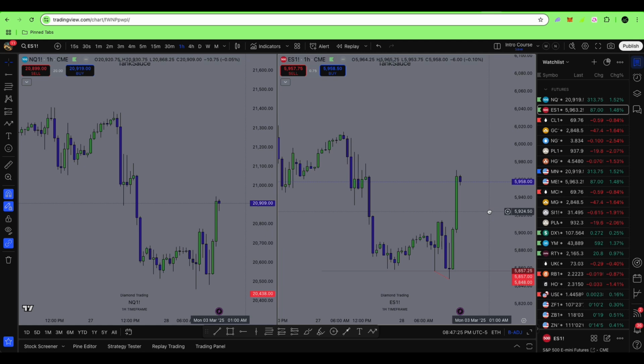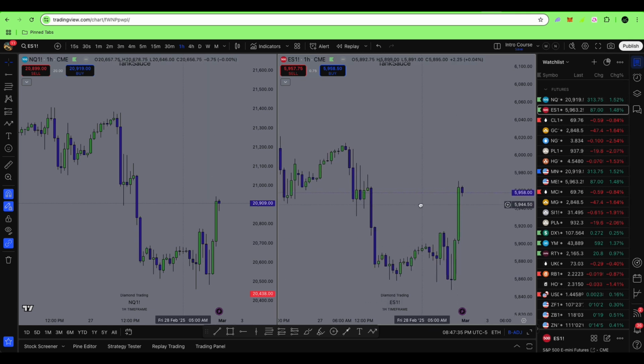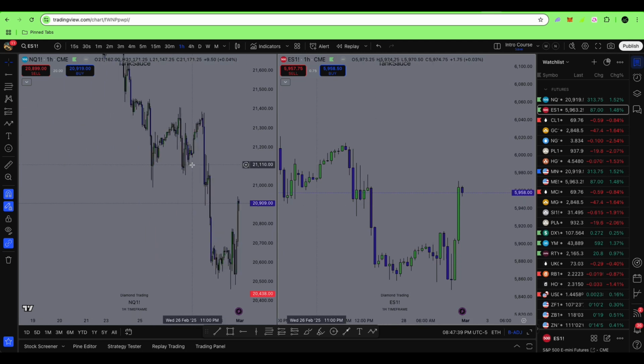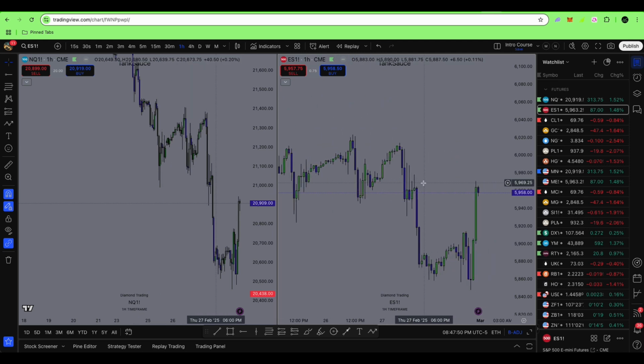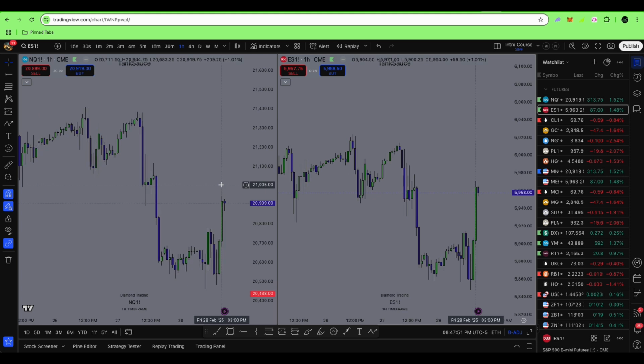The main first two that we're going to be going over is NQ, which is the Nasdaq, and ES, which is the S&P 500. These are two correlated assets. So that means that when the Nasdaq is coming down, the S&P or ES should also be coming down, okay? And that's what we want to see. We want to see them move in unison together.